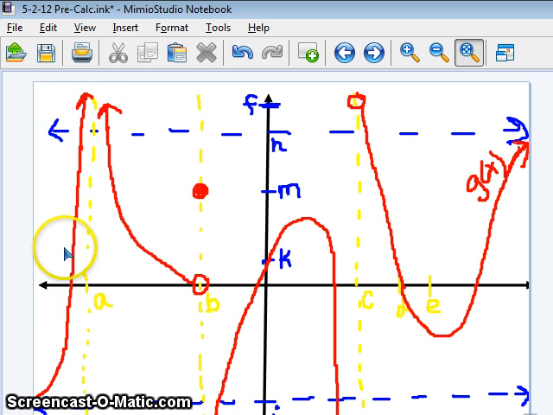Now we want to talk about the limit. Dalton's already talking. He's so excited.